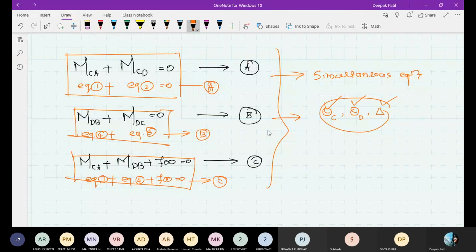Can you do that? Before my next class, I'll stop here now. Can you find these 3 things? Please calculate from your side and get me the values for theta c, theta d and delta. It should be in this form: theta c is equal to some number divided by EI. Similarly theta d and delta. Can you do that? Yes, sir.